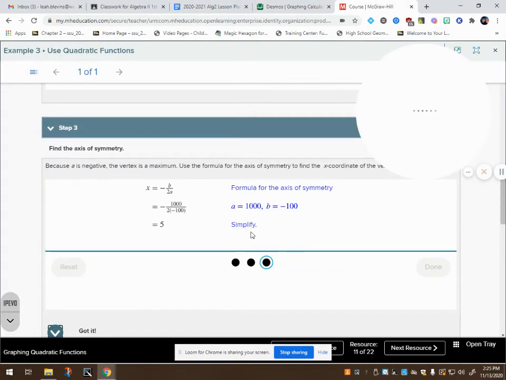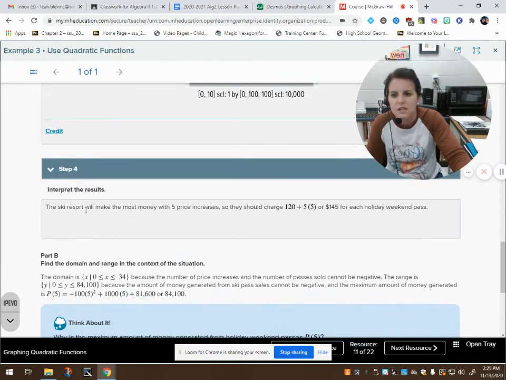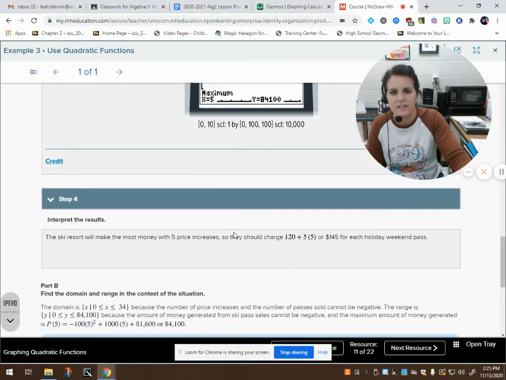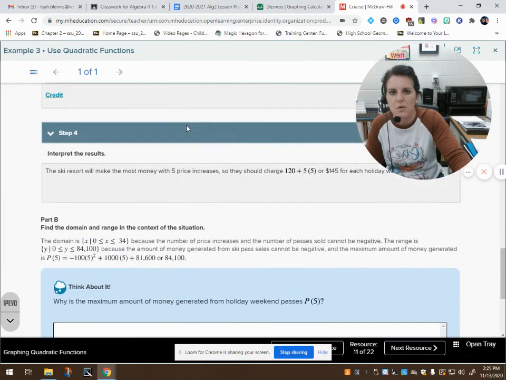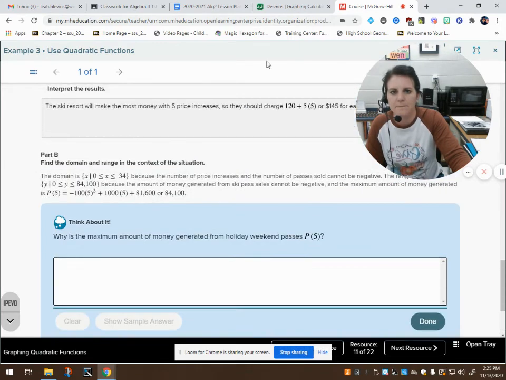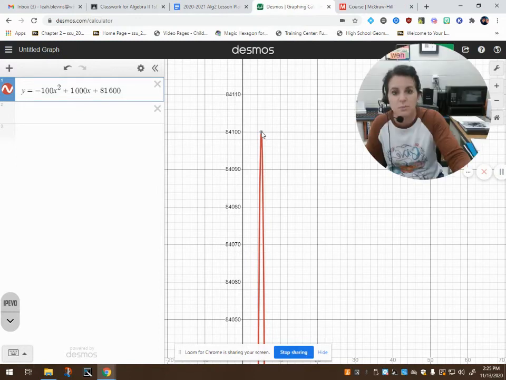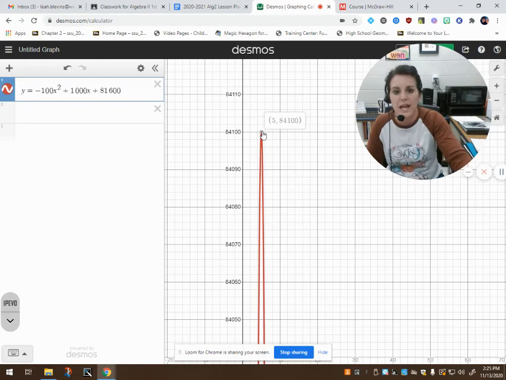So let's go back over here and look. Interpreting the results. So what does that mean? Well, we're trying to maximize the profit. Think back to what we were looking for. If we're maximizing the profit, we're wanting to know how many tickets should I sell to get the most profit? Or how many price changes can we have? This x represented the number of price changes. When x is 5, that tells me the most amount of money that I'm going to get.